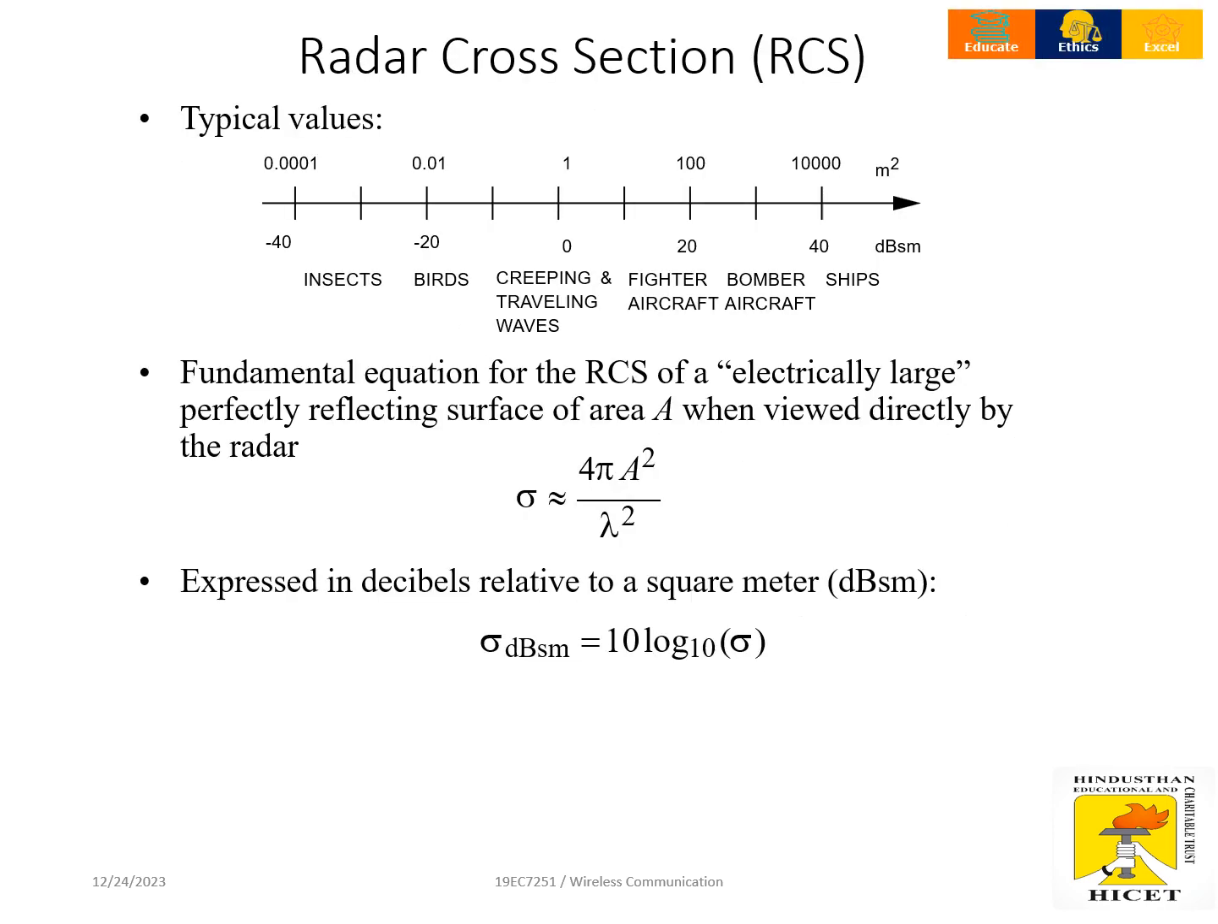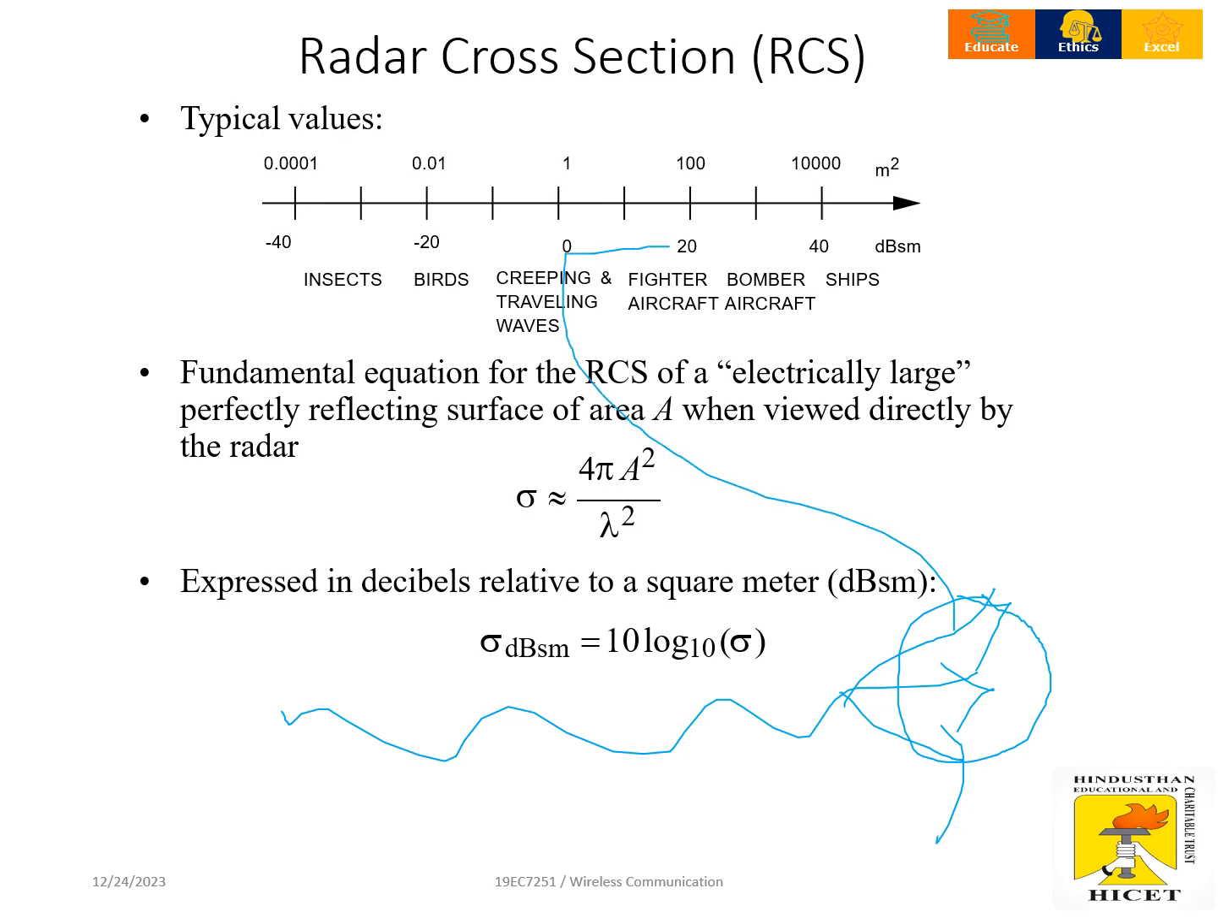So this is the radar cross section. This is nothing but the area covered by the transmitted signal. The transmitted signal will cover some area like this. If this area is about 100 square meters, it is a fighter aircraft, and if it is 1, it is defined as creeping and traveling waves. If it is 0.1, we can assume it is a bird, and if it is 0.001, we can assume the target is an insect. So these are the fundamental values associated with radar cross section.